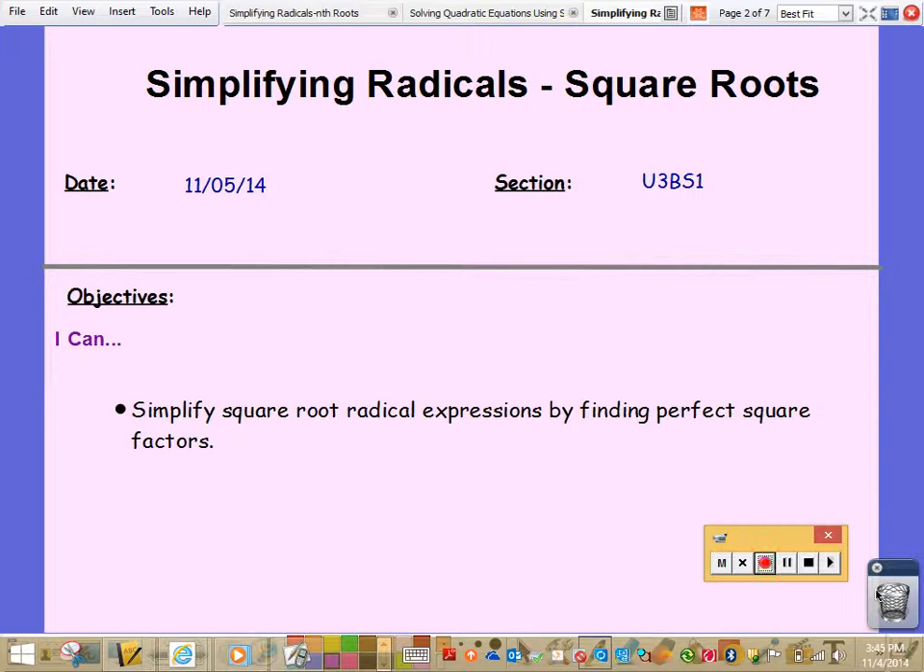We just tested on the first half of our unit yesterday, so today we're going to be moving into unit 3B, the second half, and that starts with simplifying radicals, and we're just going to work on square roots today. So you should be on page 11 in your note packets. Let's make sure everyone's on page 11. And the I can for today is, I can simplify square root radical expressions by finding perfect square factors.